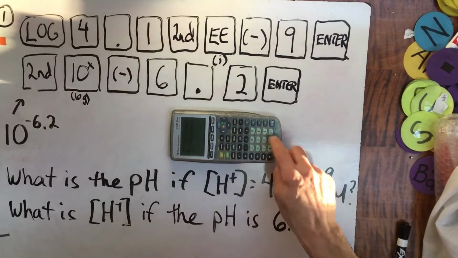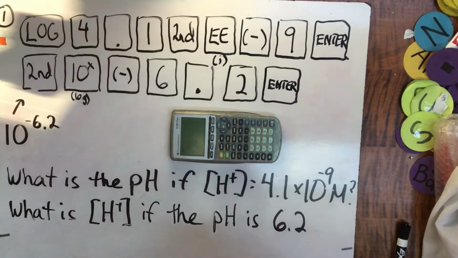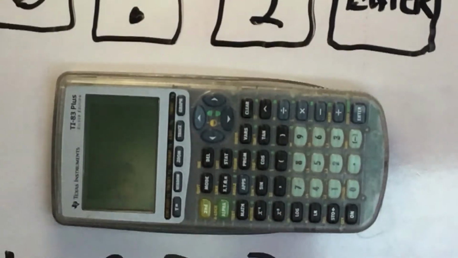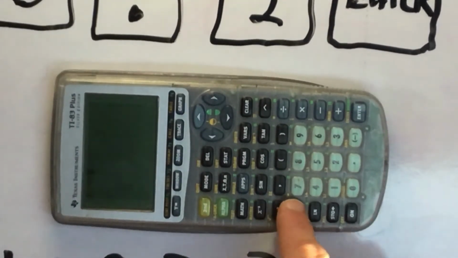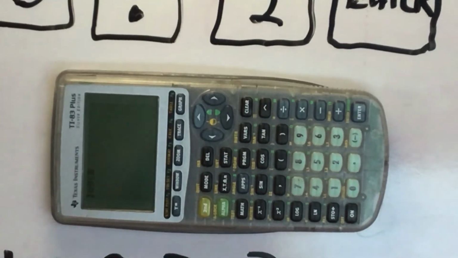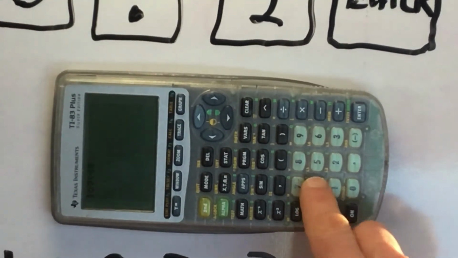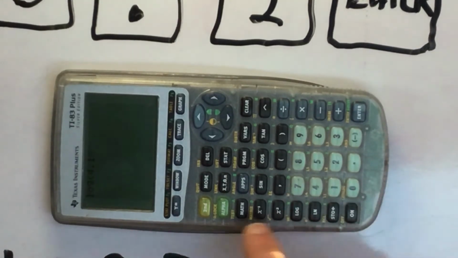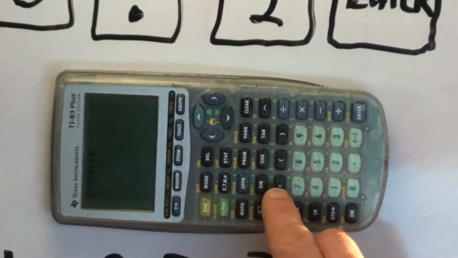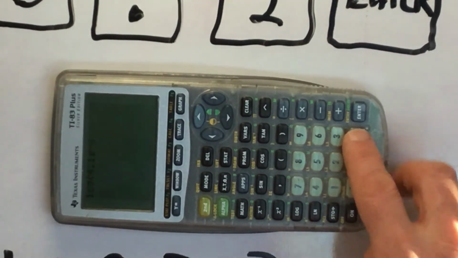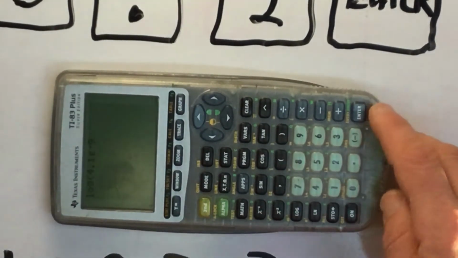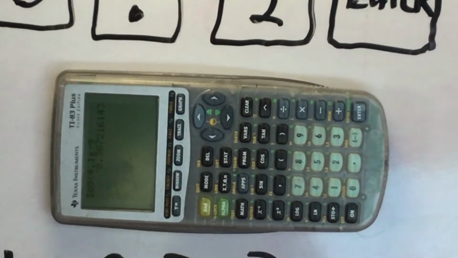We'll turn it on and we'll clear everything. I don't know how well you can see. Whoops, I didn't zoom, so I know you can't see well at all. So that's as far as I can zoom. But I'm just going to hit the log button first, and then it already puts the parentheses for me, so I'm going to enter the number 4.1. And again, it's an exponential, so I do the second EE, which means times 10 to the, and my exponent is -9, so I put negate 9. And you don't have to close the parentheses, it's a waste of time. You just press enter, and it gives me -8.387.